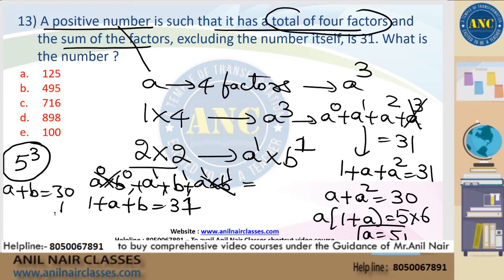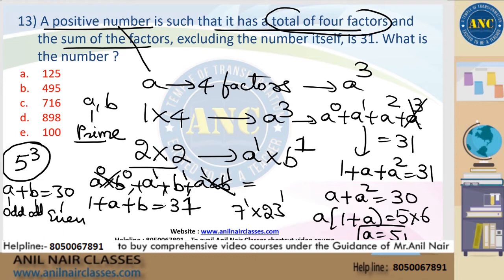Which are the cases? 30 is an even number, so one of the two has to be an odd number and the other even, but A and B are prime numbers. 3 plus 27 not possible. 5 plus 25 not possible. 7 plus 23 possible, 7 into 23. 11 into 19 possible. 13 into 17 also possible.